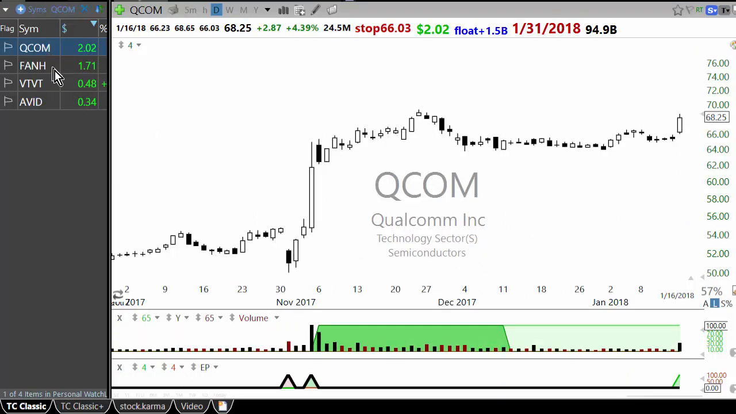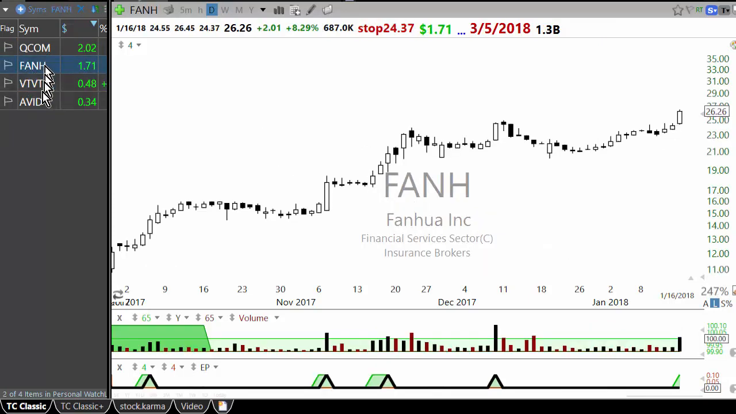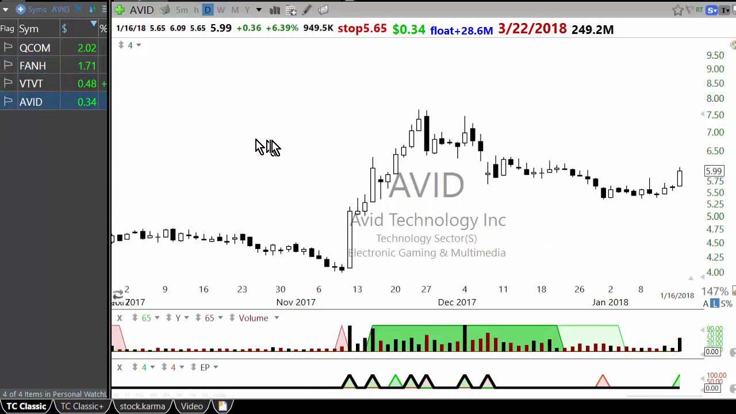Okay, so my picks will be Qualcomm as number 1, VTVT as number 2, then FANH and Avid. So that's the thing which I'm looking for. These are the only criteria which I look for if I'm looking for a 4% breakout, because I'm going to be looking at this as a swing trade. Okay, I'm not going to marry these stocks. I'm not going to be holding them for years or months.